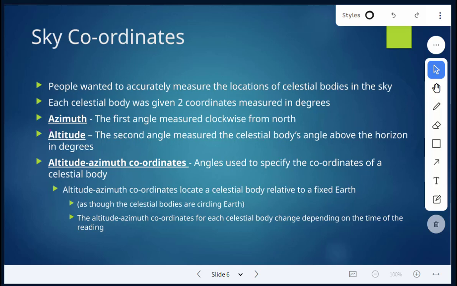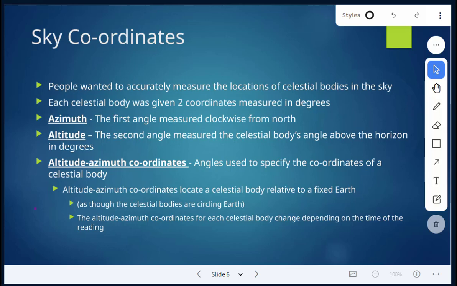There's the azimuth. It's the first angle measured clockwise from north. There's the altitude. It's the second angle. It measures the celestial body's angle above the horizon in degrees. And then we have the altitude-azimuth coordinates. These are the angles that are used to specify the coordinates of a celestial body. So they are the coordinates that locate a celestial body relative to a fixed Earth. So it's as if the celestial bodies are circling Earth.